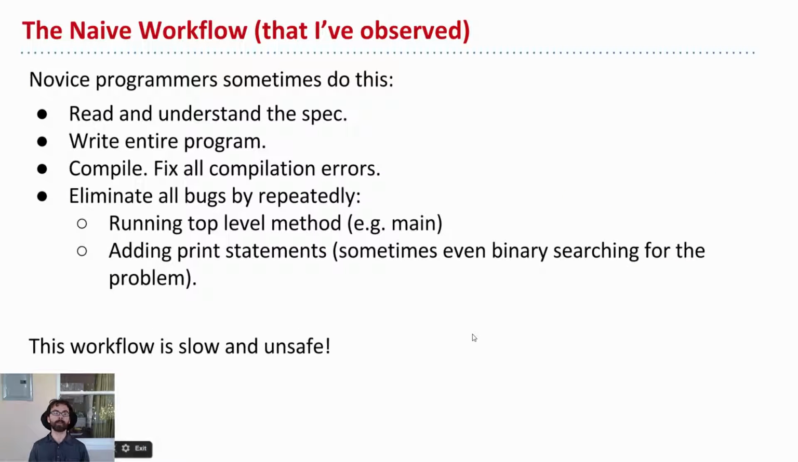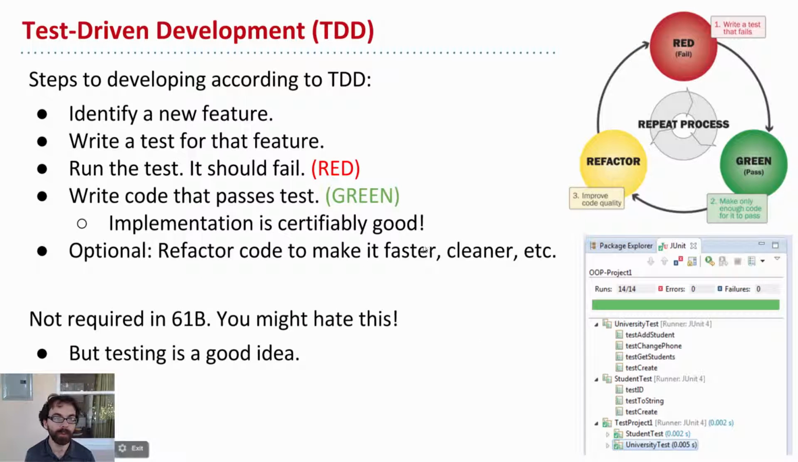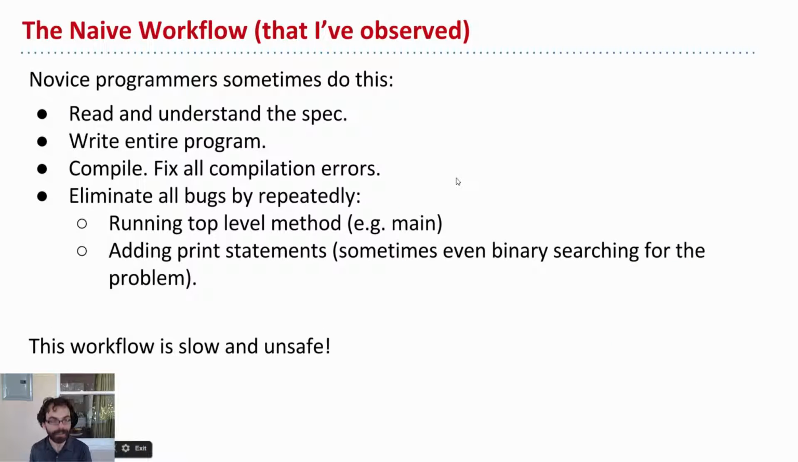Okay. Now this is the exact opposite. This approach here, test-driven development, is the exact opposite of the so-called naive workflow. This is often what novice programmers do, or I do when I'm sleepy or really need to get something done. They read the spec, whatever they're supposed to do, then they write an entire program, maybe like 200 lines of code, who knows. Then they compile and there's like 40 compilation errors and they go and fix all those. And then they basically just get rid of all the bugs by running the top level method.